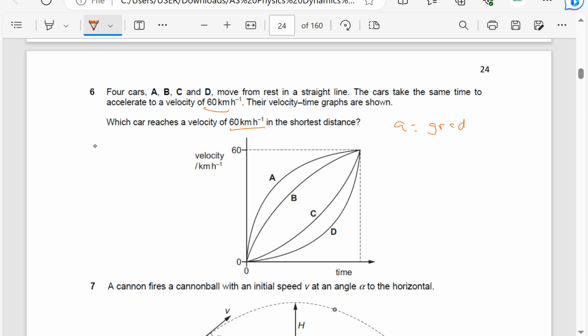So I think the highest is going to be D, because acceleration increases in D. So it gains speed earlier. So it gains more speed in a short time.